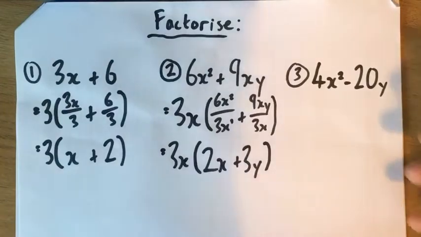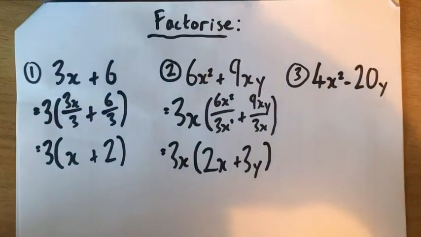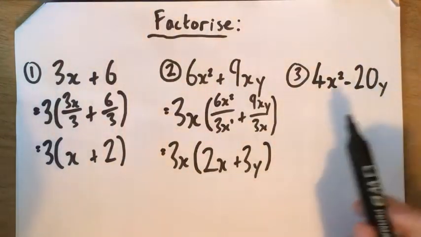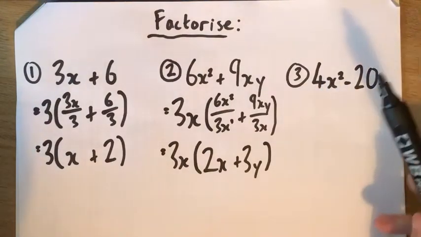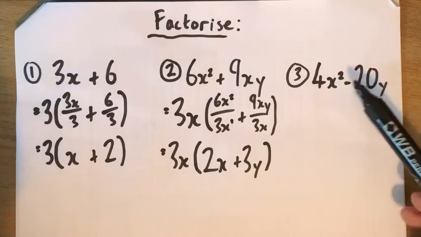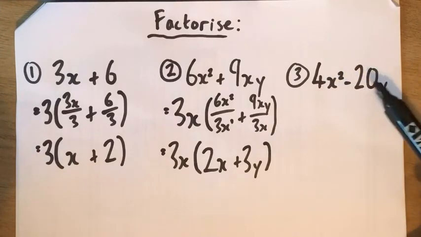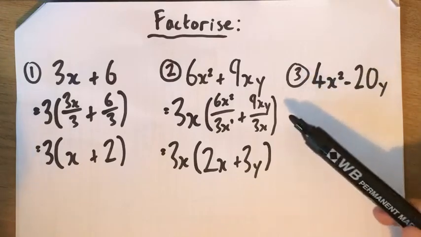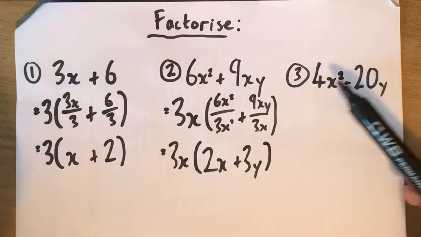Last one that I'm going to do on this page, 4x squared minus 20y. Okay, so just something you need to be careful with here. I said you're looking for what's common to both. There's no letters common to both here. There's x squared here, but there's only y's here, so there's no letters common. But there is something which will divide into both numbers.